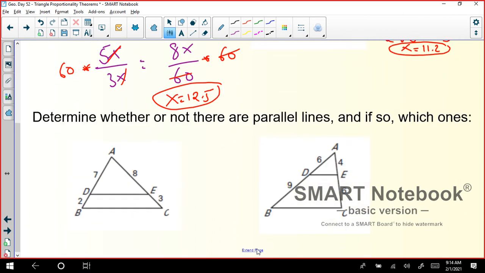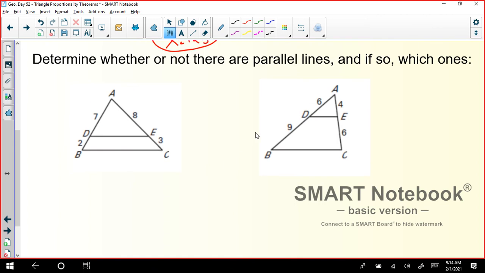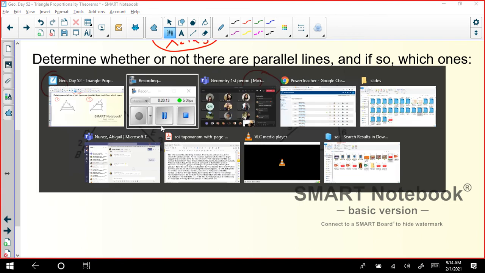Okay, now using your converse of triangle proportionality theorem, you are supposed to determine whether or not they are parallel, and if so, which one. Okay, you have to tell yes or no for each of these. I'll give you like a minute or so. Use your chat and tell me whether they are parallel, the first and second.